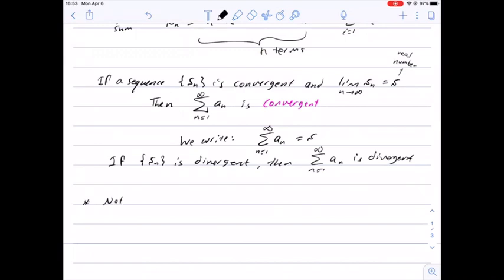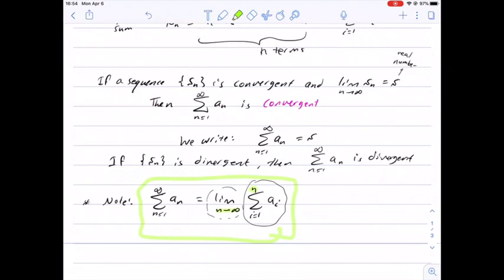Now we have a notation here for how to write the sum from 1 to infinity of a sub n using limits. We can write this as the limit as n goes to infinity of the sum from i from 1 to n of a sub i. Here we wrote the series as a finite series, but with the limit as n goes to infinity. So those are equivalent expressions.